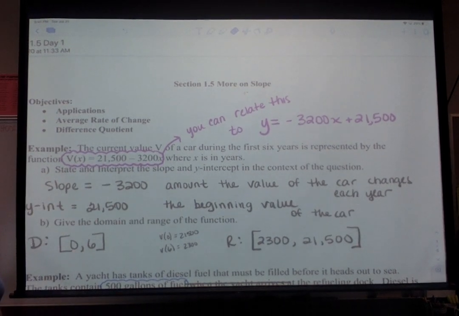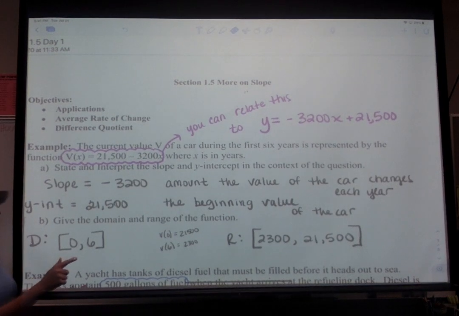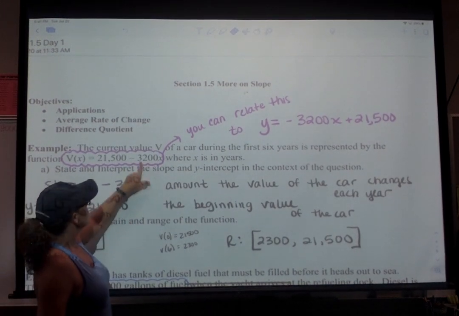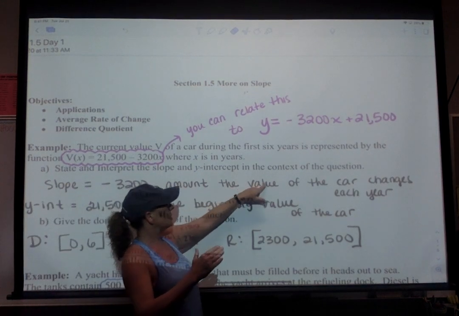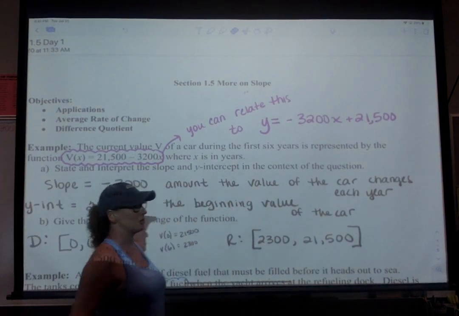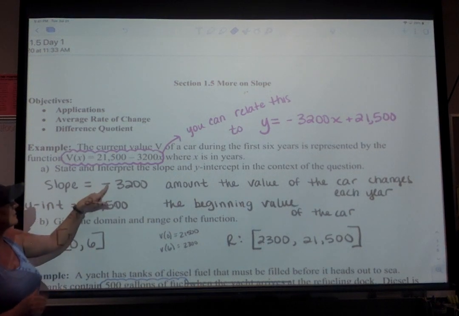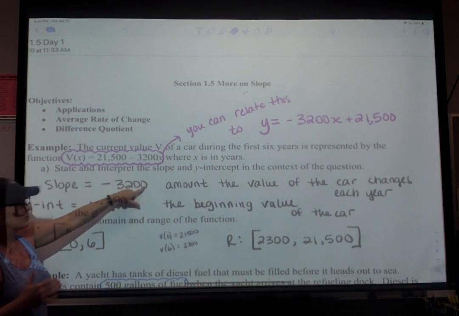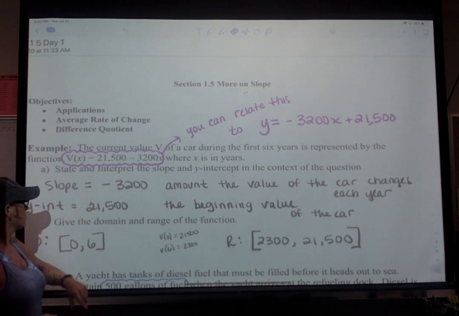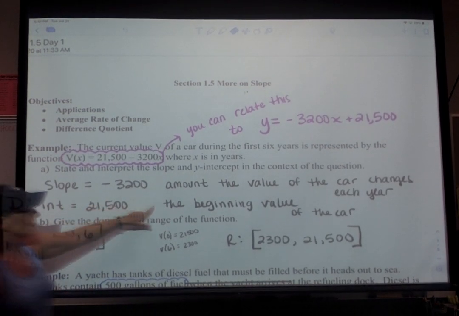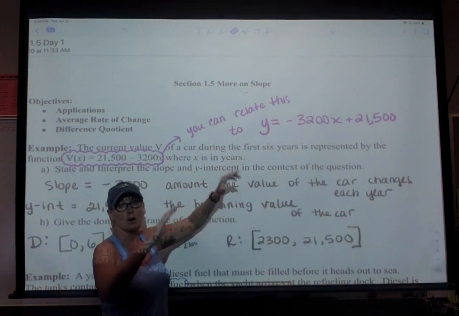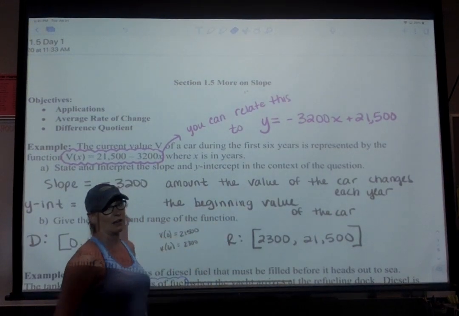There you go. What do they mean? Well, the slope is the amount the value of the car changes every year. So every year the car is losing $3,200 in value. And the y-intercept, that's $21,500. That was the beginning value of the car before it ever started losing any value.